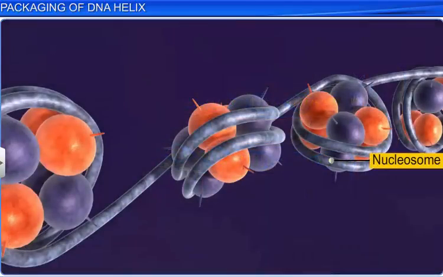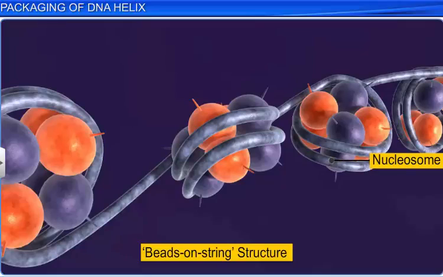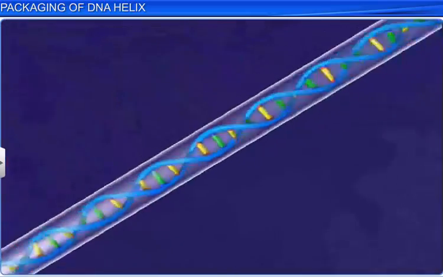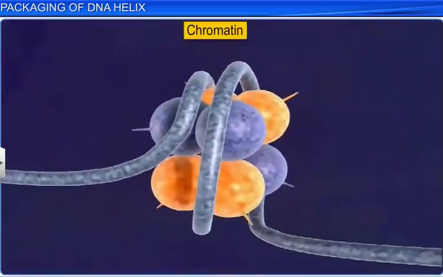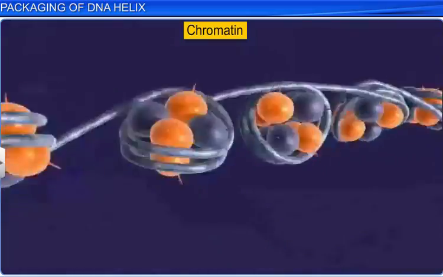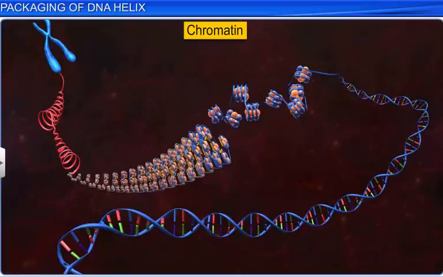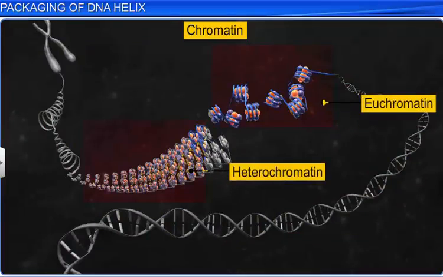and the nucleosomes present in chromatin can be seen as a beads-on-string structure when observed under an electron microscope. It is the nucleosomes that make up the repeating unit in chromatin, the thread-like bodies present in the nucleus. Now, the chromatin fibers are of two types, euchromatin and heterochromatin.